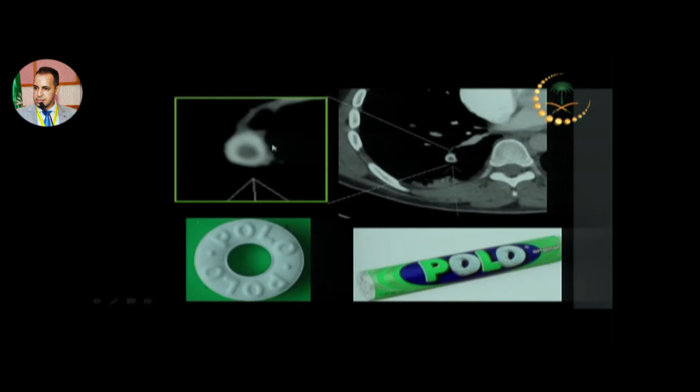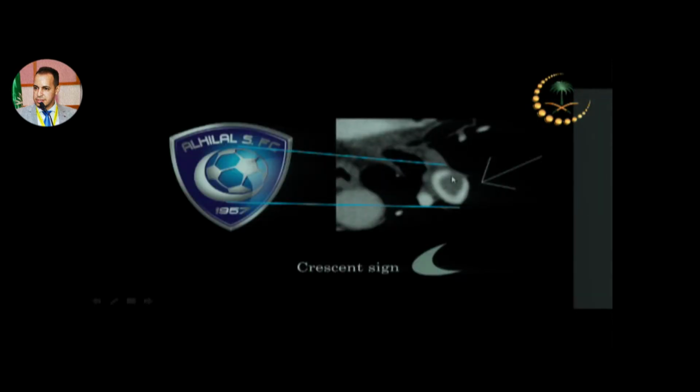Another sign that can be used also is called the polo mint sign. You see the central filling defect and the contrast all around it. The crescent sign, you see again the filling defect and the contrast appears like a crescent surrounding the thrombus.